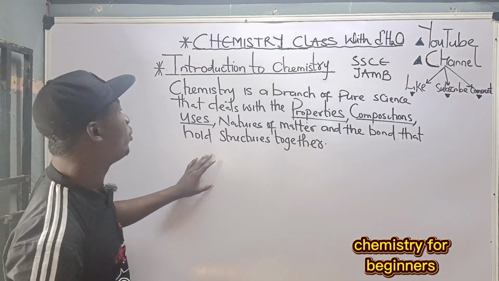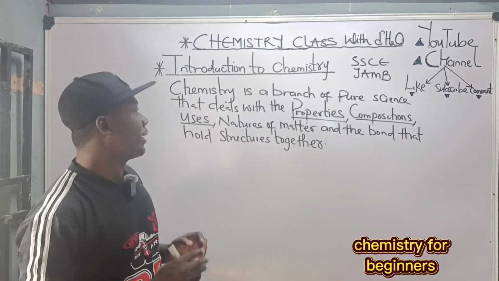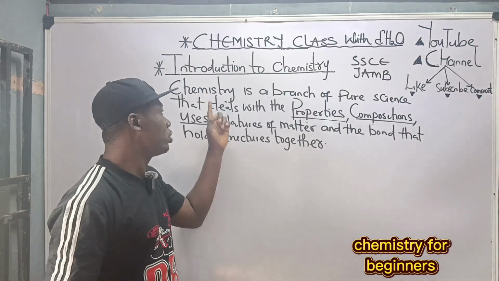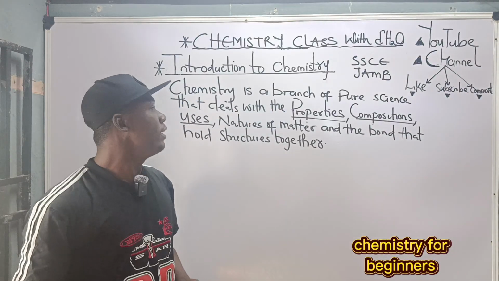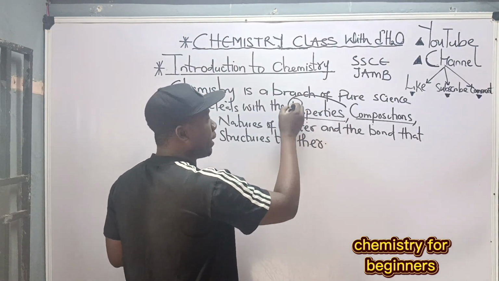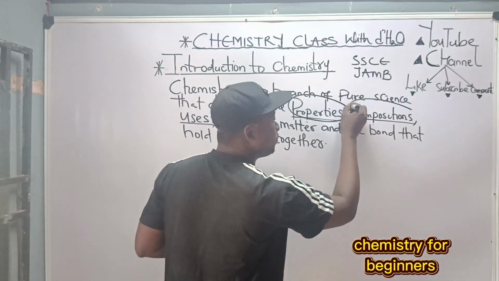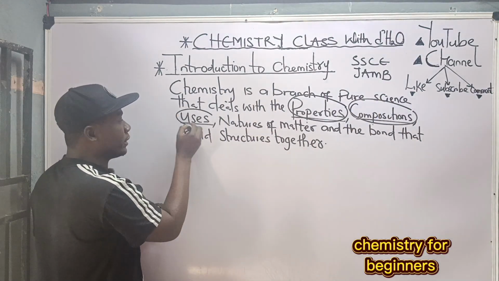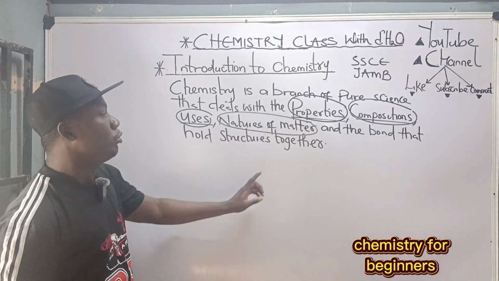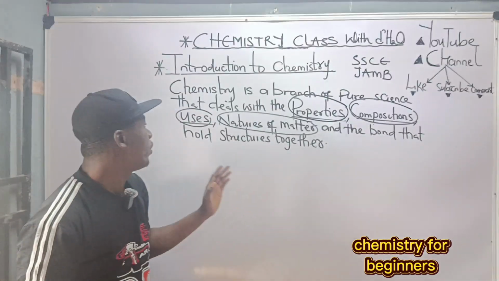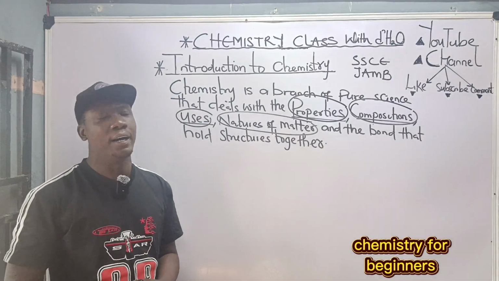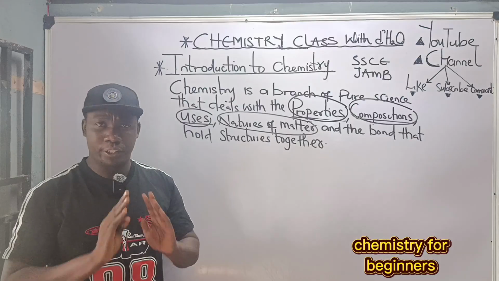In this video we'll be looking at introduction to chemistry. So chemistry is a science subject as well as physics and biology. So chemistry is a branch of pure science that deals with the properties, composition, uses, natures of matter, and the bond that holds structures together. Yeah, this is the meaning of chemistry.